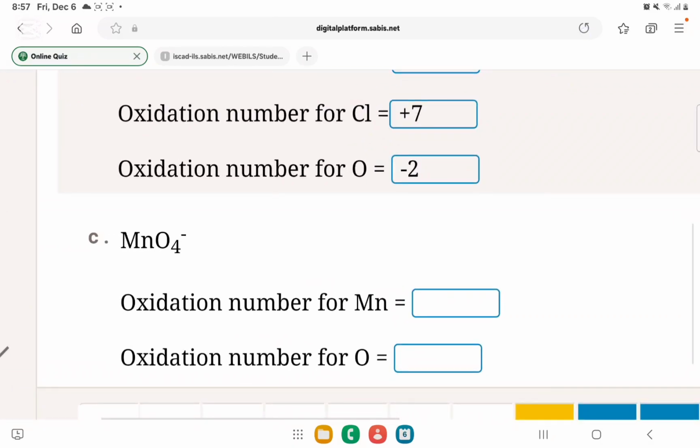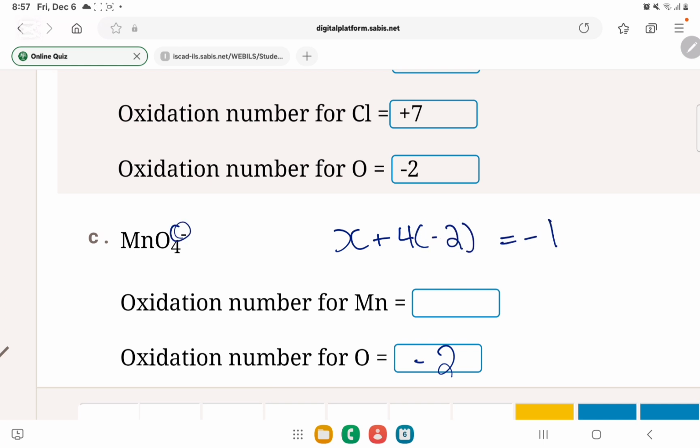And last one, again, oxygen is always -2 except when it's with F or peroxide, which here it isn't. So oxygen is -2, and we don't have any rules for Mn, so we have to solve for it. So x plus 4 times -2, since we have 4 O's, is equal to -1, which is the charge of the ion. So x minus 8 is equal to -1, x is equal to +7, so +7.